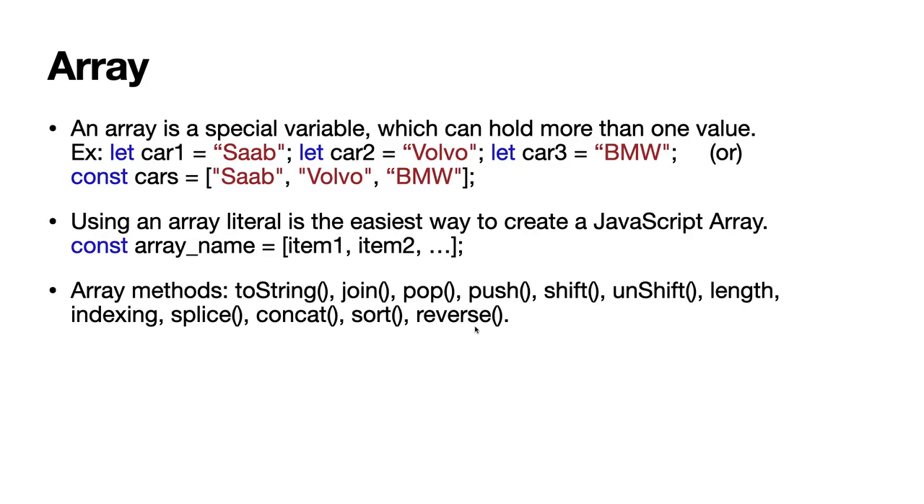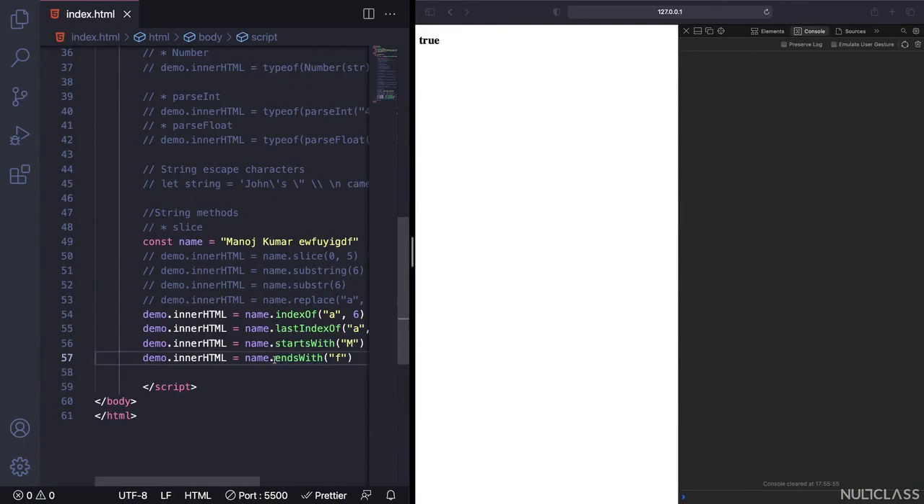Array methods, we do have a lot of methods: toString, join, pop, push, shift, unshift, length, indexing, splice, concat, sort, and reverse. This length is also available for strings, which returns the length of the string. So we'll go to the code, and here you can copy this, and let me remove this and say the length. You can see it's now 21. The length of this value is nothing but 21. So that's what name.length means.